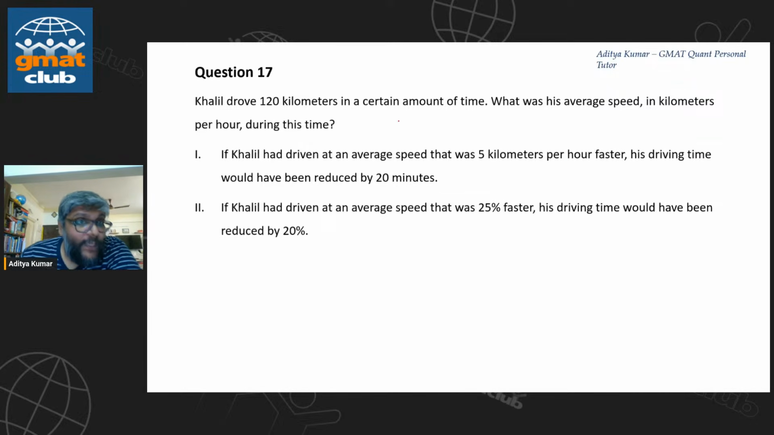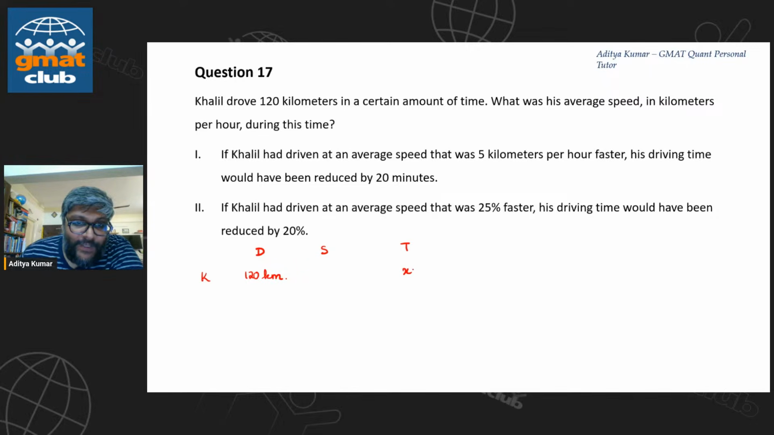Khalil drove 120 kilometers in a certain amount of time. What was his average speed in kilometers per hour during this time? Not too bad. Very little data for me to set up, but let me do that. So he drove 120 kilometers. This is Khalil. In a certain amount of time. What was his average speed in kilometers per hour?